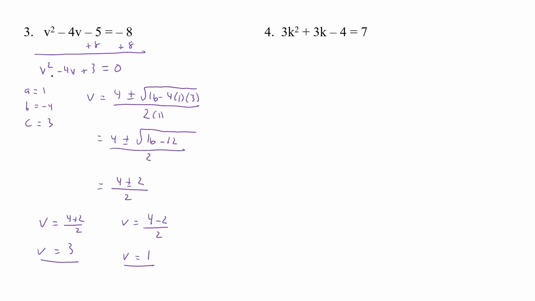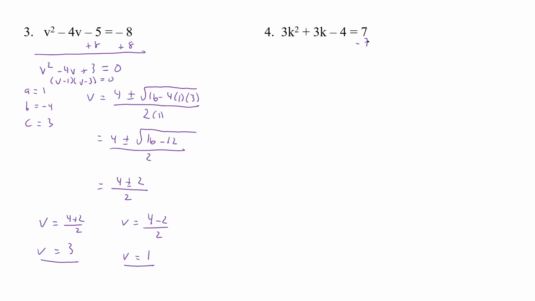And if we would have gone back and thought about this by factoring, well, that's going to be v minus 1, v minus 3 equals 0. Set each of those equal to 0, and you get v equals 1 here. You get v equals 3 here. And that's what we got here, but we had to go through this process here. All right, what about this one?